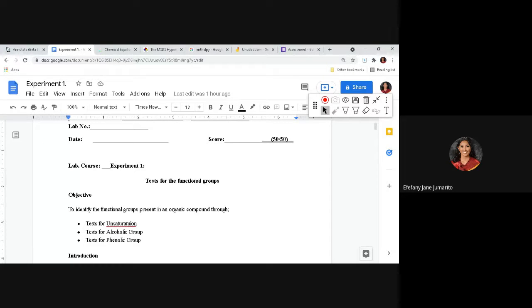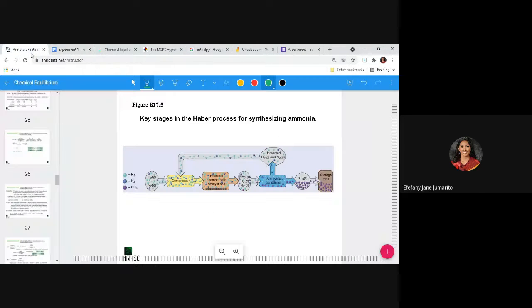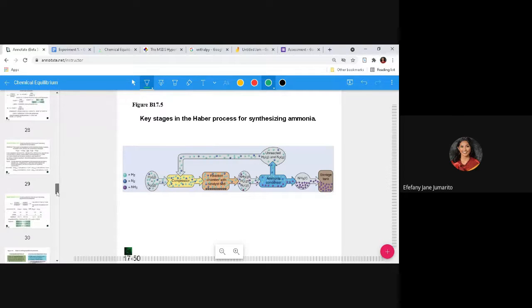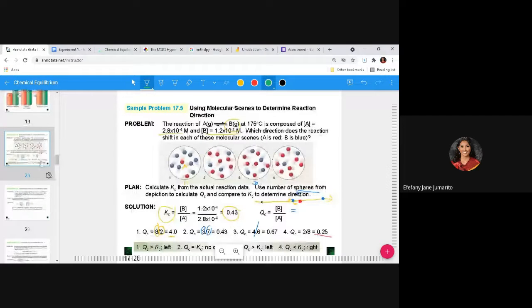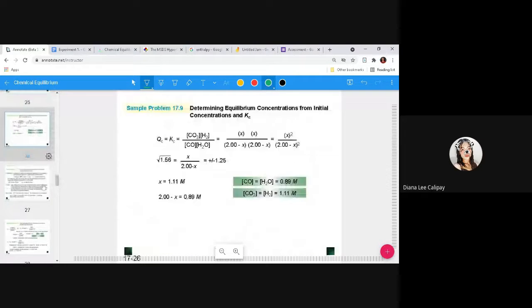Does each group have a laptop? No, ma'am. Okay, so the laboratory will be postponed. We will have an exam on Friday. It's the midterm, on equilibrium. In every chapter, we will have our long exam, so each chapter we will end with an exam. Then go review.